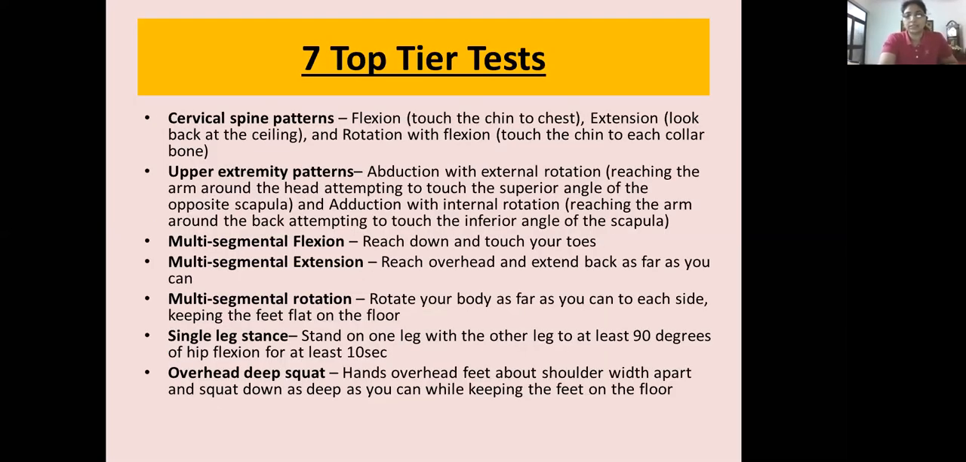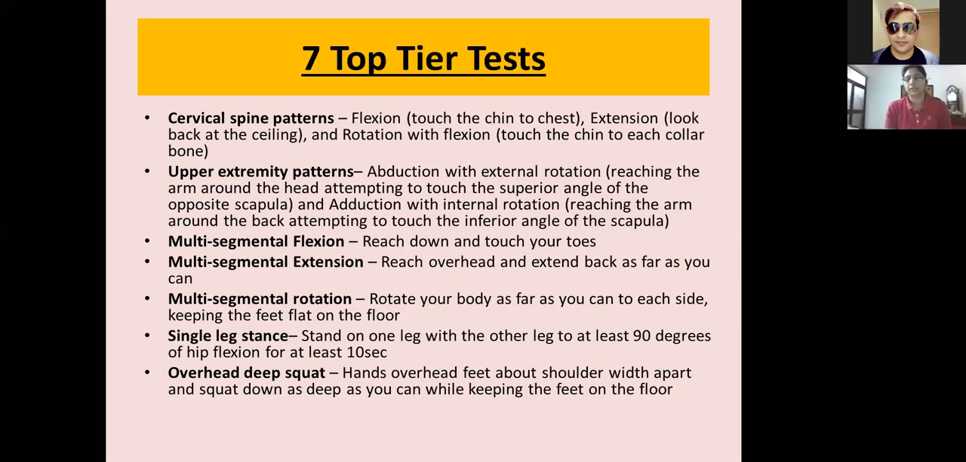So these 7 top tier tests are cervical spine pattern. So we have to see first the cervical spine pattern. You generally see all the diagnosis, all the patterns during your examination. So first we ask the patient to flex, touch the chin to the chest. So we see whether the movement is complete or not, whether he is able to touch the chin to the sternum or not.